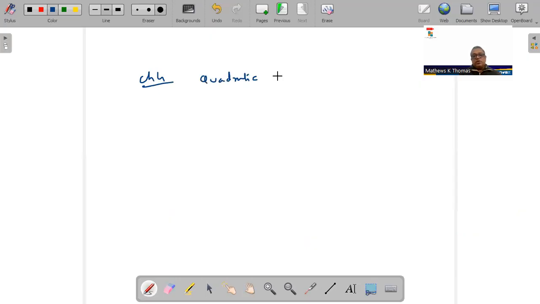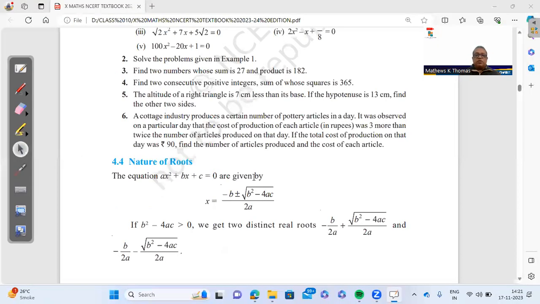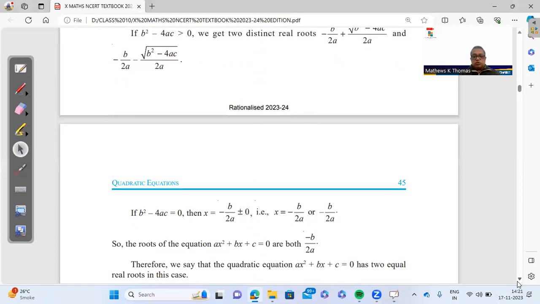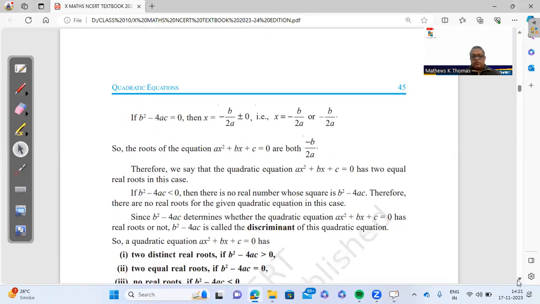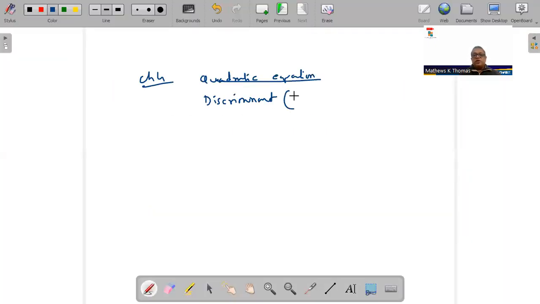In quadratic equation also, the first formula that we will do is to find out the value of the discriminant. Now discriminant, if you see, is represented by the formula b square minus 4ac. So here the question will be, what is the nature of the roots? So nature of the roots can be found by finding this discriminant. So this is very important. Discriminant is found by using b square minus 4ac. We know that quadratic equation is ax square plus bx plus c is 0. Discriminant is b square minus 4ac.